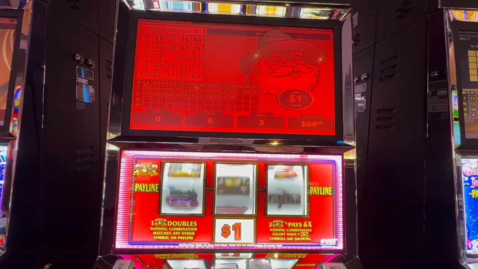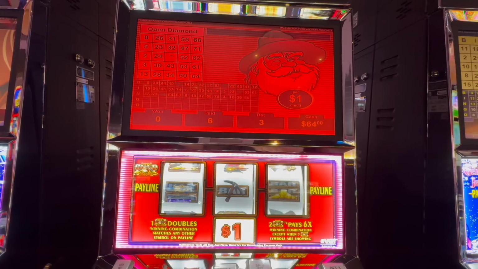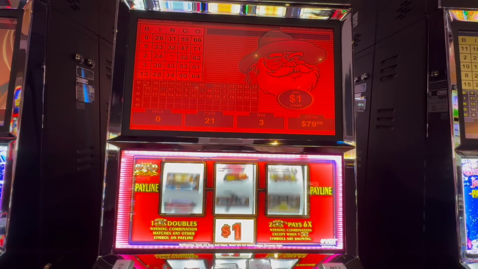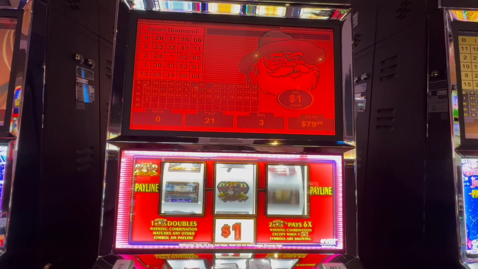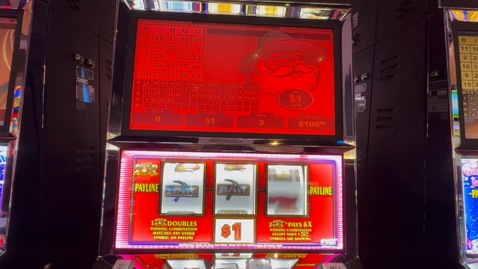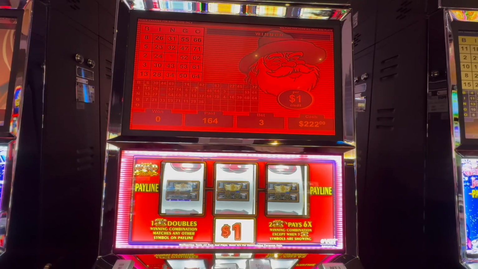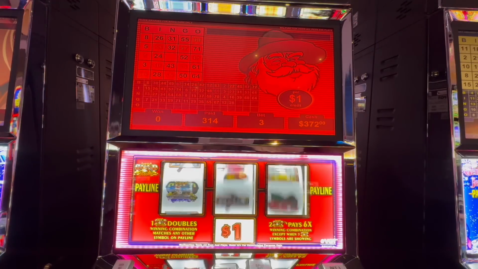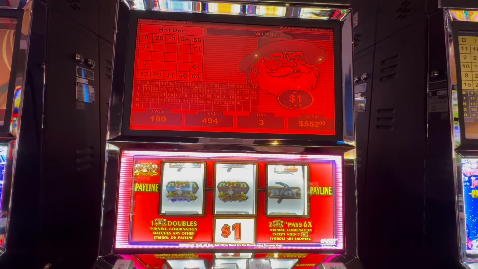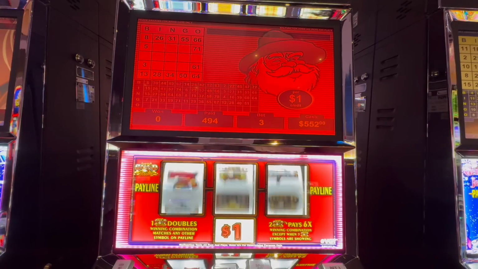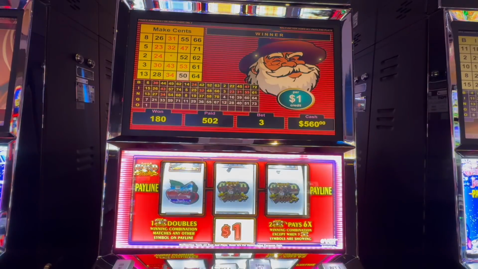So we got our first red screen here. We got another one. Still going. Still going. Still going. It's still going. Oh my goodness, guys. Valentine. Got it. Oh, I thought it was going to be it. There we go. Very nice.